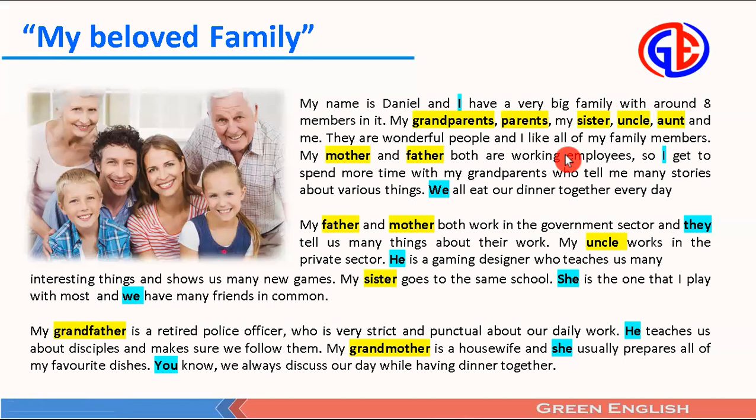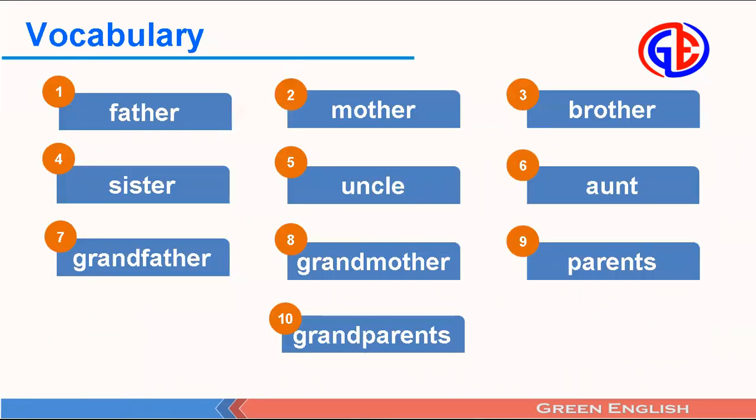Okay, so you can see here we have grandparents, parents, sister, uncle, aunt, mother, father, and yep, I think that's it. So father, this is repetition. So father, mother, uncle, sister, another grandfather here, grandmother. Okay, let's see the detail. What do these family members mean in Indonesian? Okay, so we have 10 vocabularies here about family members.